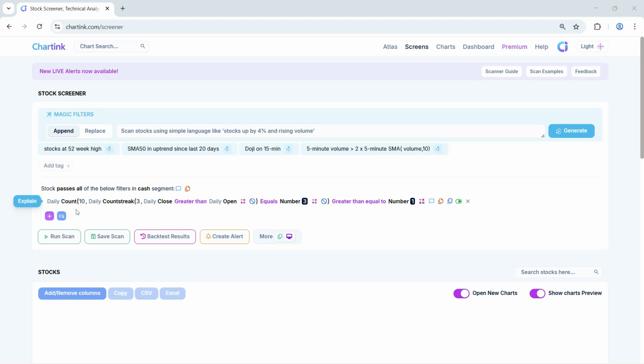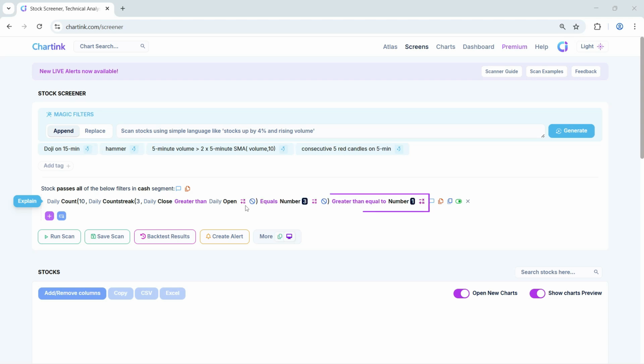The structure is similar to count with one important change. First, set the period as 10. So Chartink looks at the last 10 candles. Now inside the count, instead of writing a normal condition, select CountStreak. Inside the CountStreak, add the condition close greater than open. Now set the streak length as 3.